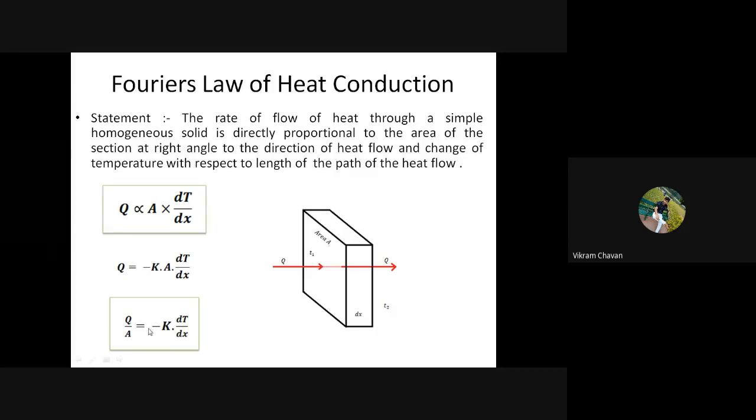Further, we rearrange this equation in the format of heat flux, which is Q divided by A, the heat transfer rate per unit area. So Q divided by A is equal to minus k multiplied by the temperature gradient, dT divided by dx, the change in temperature with respect to change in length. Q divided by A is the heat flux, the heat transfer rate per unit area.